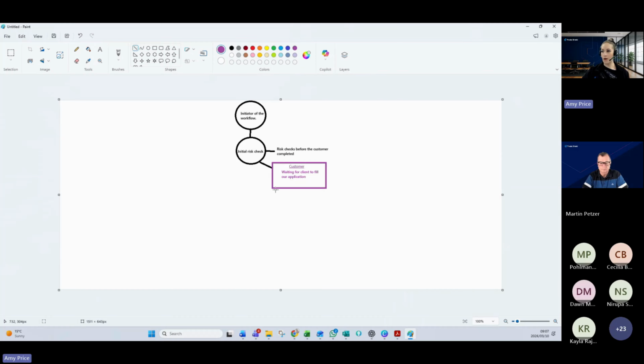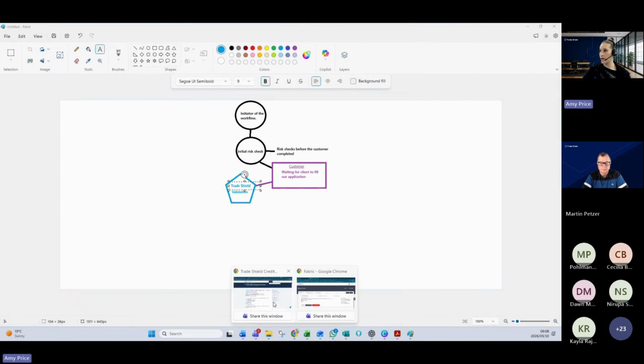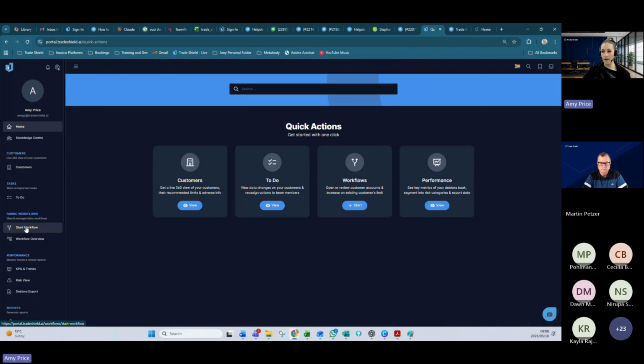Once the customer has completed the application, it then comes through to TradeShield. Let's make us blue. And this is TradeShield, and we do something called validation. So what do we validate? We look and say, your company asked this company for bank statements or financials. So let's go ahead and have a look at an application quickly.